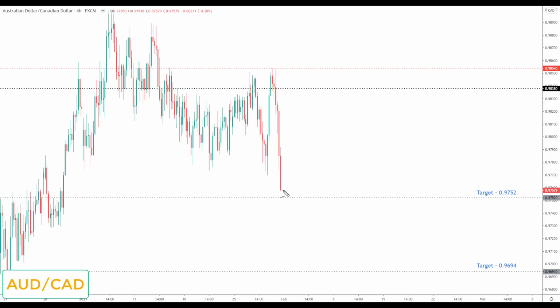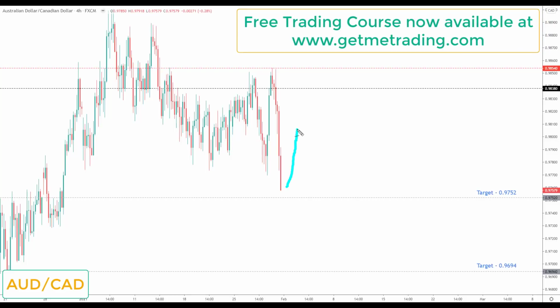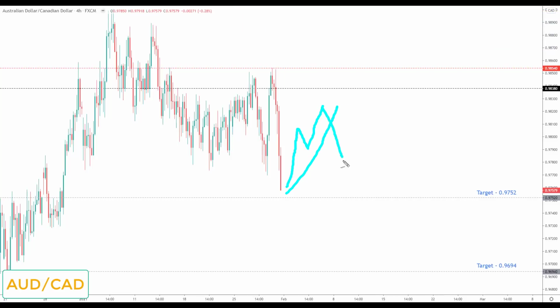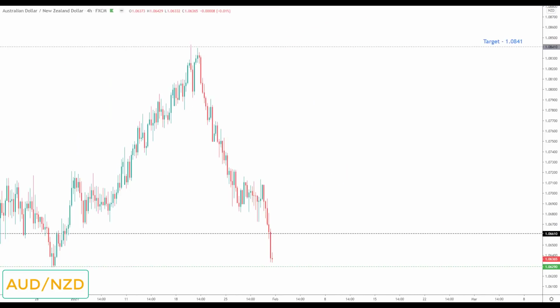If you are looking to trade Aussie CAD, any correction towards the 0.98380 would be viewed as the opportunity next week to start to look for bearish reversals once again in this market, down towards the next key of support to the downside and the target set at the 0.9752, and a breakthrough here would see us down towards target 2 at the 0.9694.